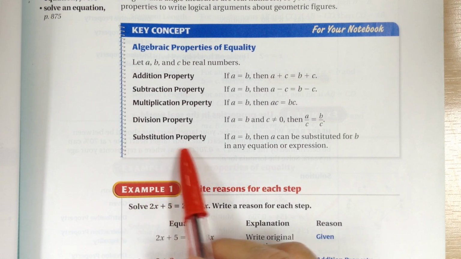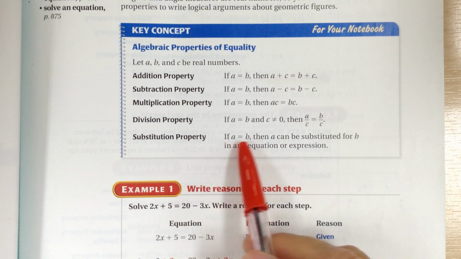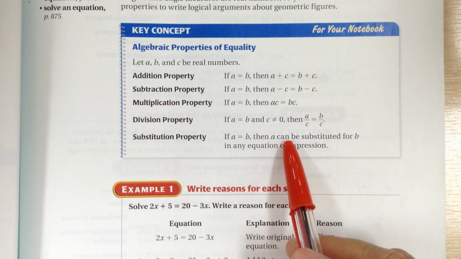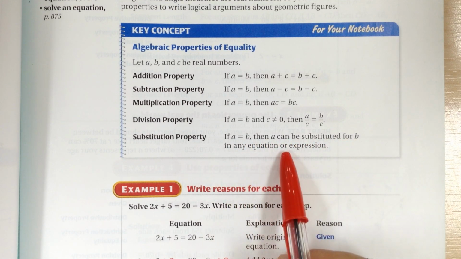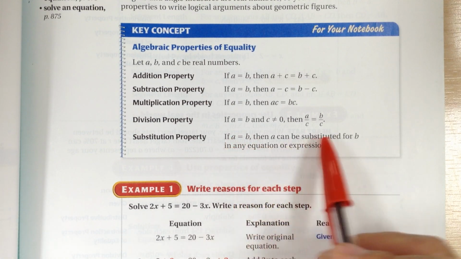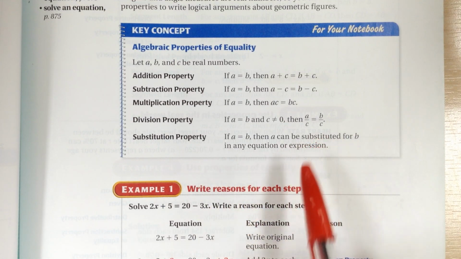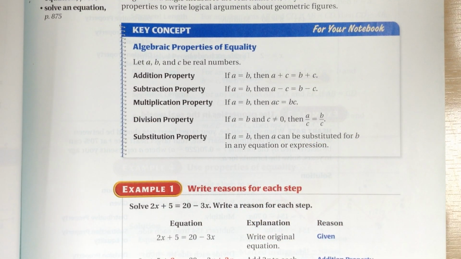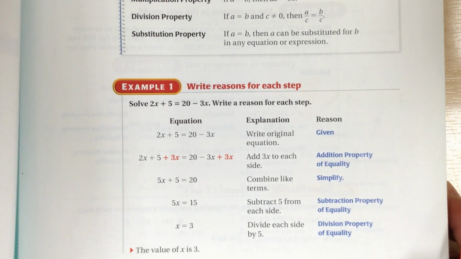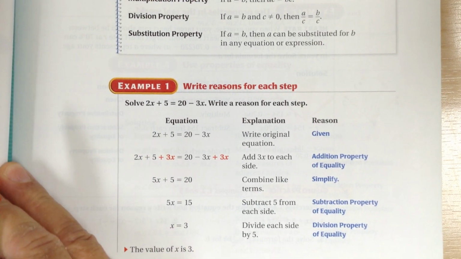Okay, the substitution property. If A equals B, then A can be substituted for B in any equation or expression. So if they're equal, then whenever you see B in another equation, you can substitute A for it. Again, those are the properties that you learned from algebra. So let's look at an example.